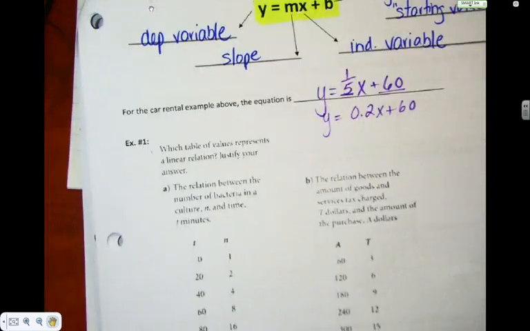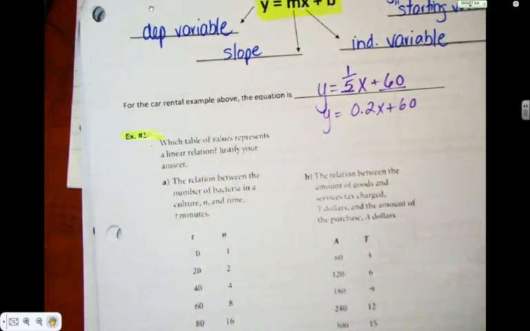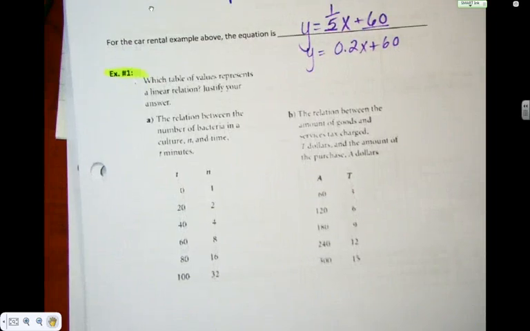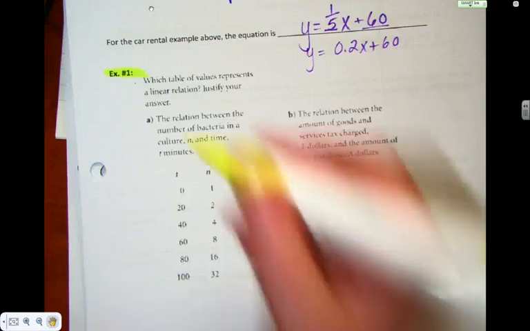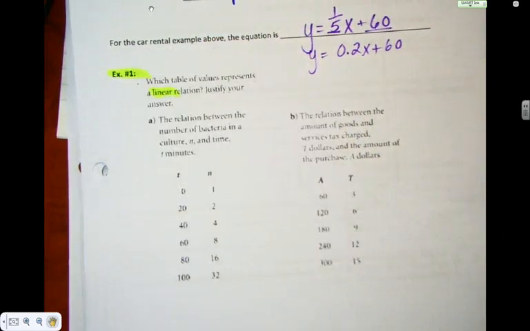So example number 1. You need to be able to look at a table of values and decide, is it a linear relation? Not, is it a relation or function? That's what we did on Friday. We want to know specifically, is it linear? How do you tell if something is linear? Well, it has to have that constant change. Both x and y have to have a constant change.